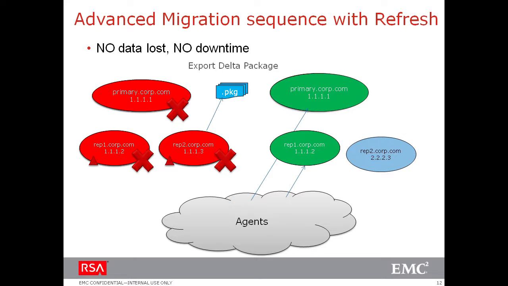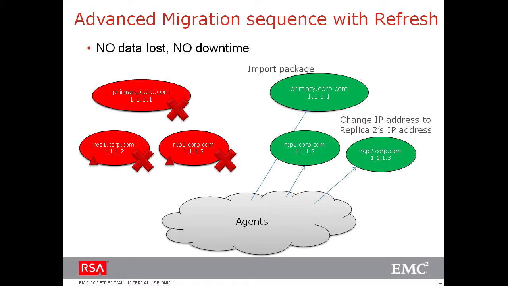At this point now, we'll bring down the second replica and export its data. We'll import that package into the primary, again via the OC. And now we'll change the IP address and host name of the last replica to match the IP and host name of the last 7.1 replica. And now at this point, all of your primary and replicas are now in production, and at this point you haven't lost any authentications or any downtime.